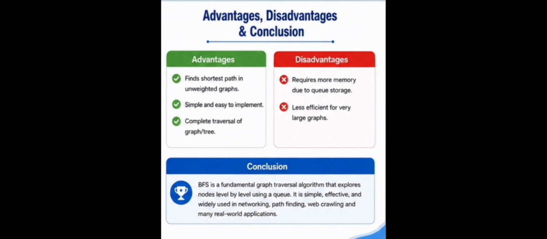Next, we look at the advantages and disadvantages. Advantages: it finds the shortest path in unweighted graphs. It's simple and easy to implement, and it gives a complete traversal of a graph or a tree. And if you're looking at the disadvantages, it requires more memory due to queue storage, and it's less efficient for very large graphs. And to conclude, we can say that BFS is a fundamental graph traversal algorithm that explores nodes level by level using a queue. It's very simple, effective, and widely used in networking, pathfinding, web crawling, and many real world applications.